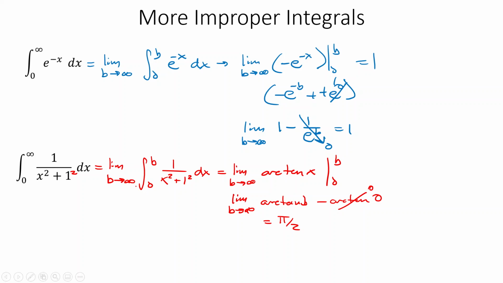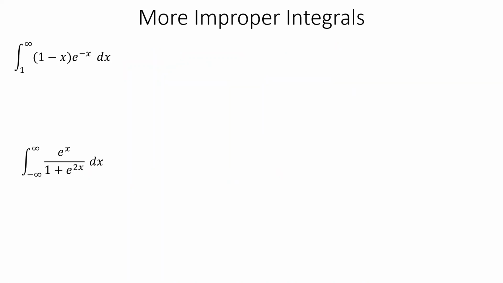All right, a couple more. All right, so this one, let's see. First thing we want to do is rewrite it. So it's the limit as b goes to infinity of the integral from 1 to b of 1 minus x e to the negative x dx. All right, now this doesn't have a nice integral. What I probably want to do is integration by parts.